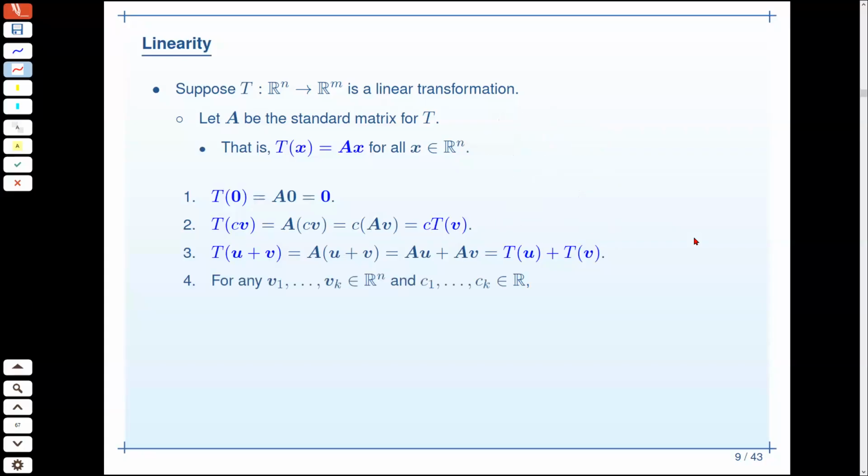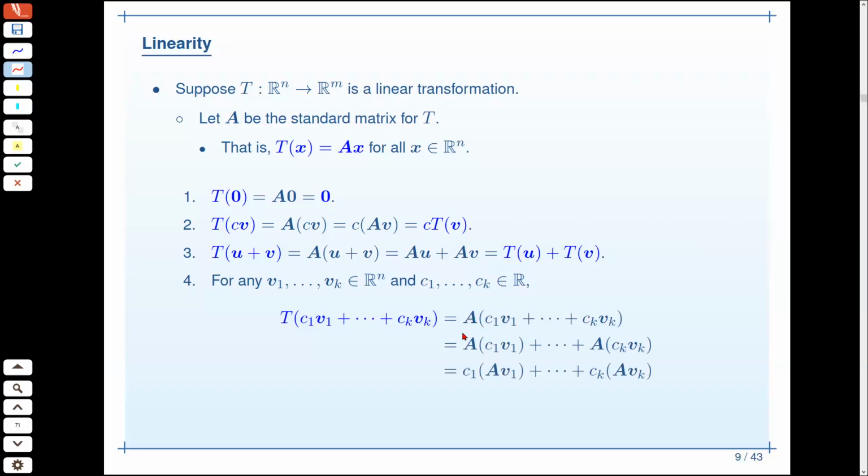And more generally, if you have a collection of vectors in Rn and a collection of real numbers, then if you consider T applying to this linear combination, what can we say? Of course, again by definition, this is A times the linear combination. Now we can distribute the A inside and bring the coefficients outside. Each of them, Av1 is Tv1, Avk is Tvk. So this is the linear combination of the images.